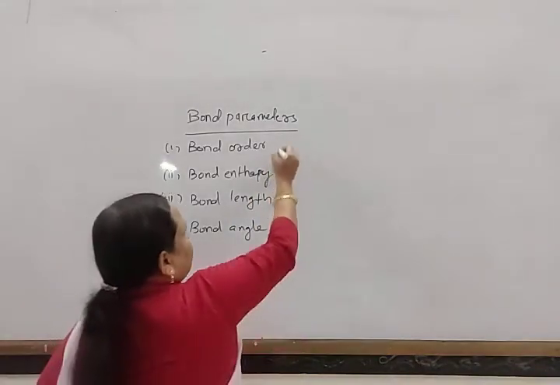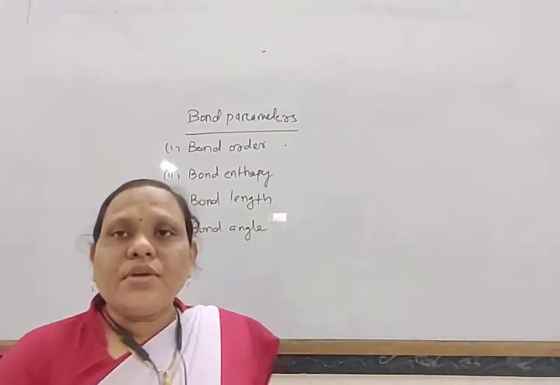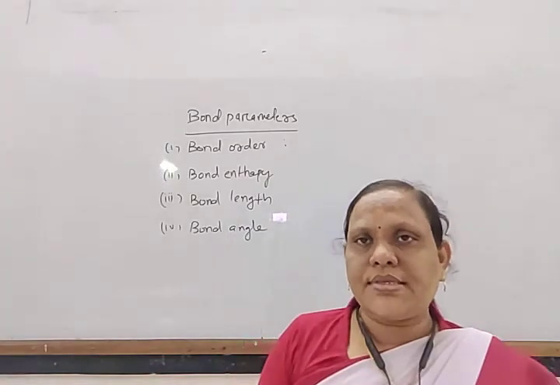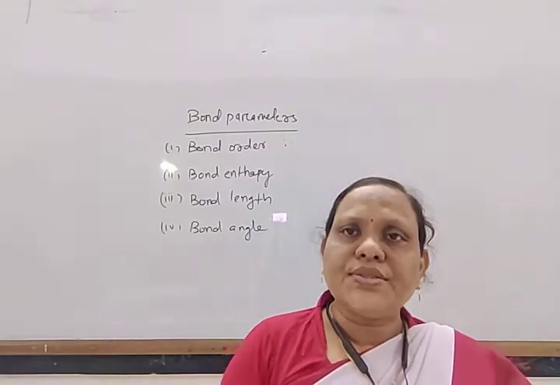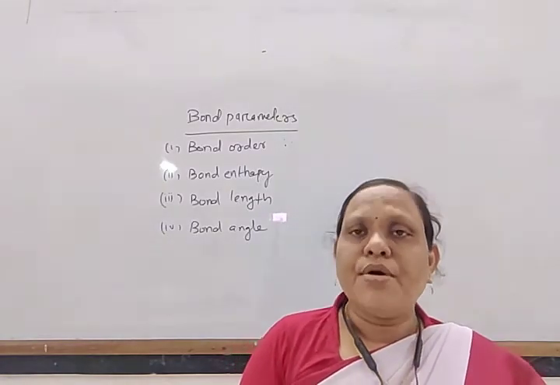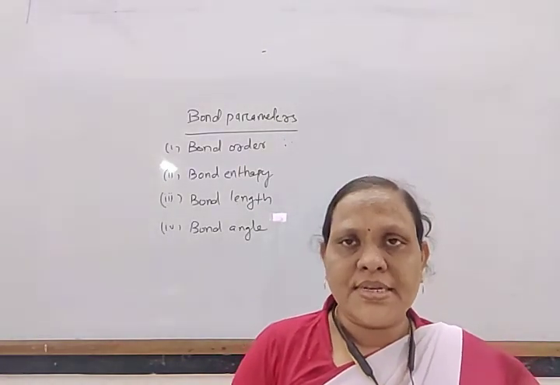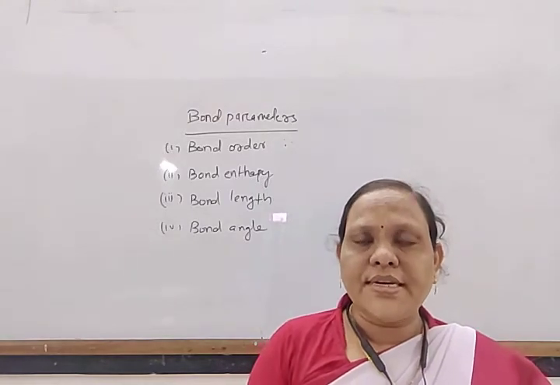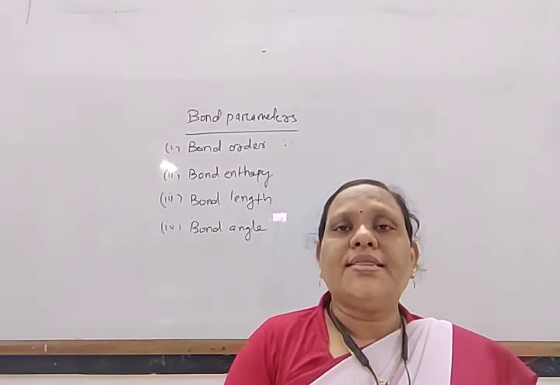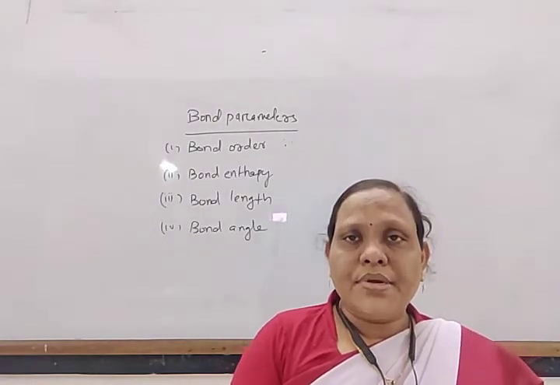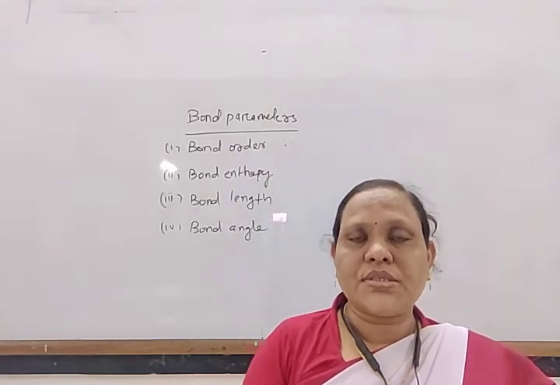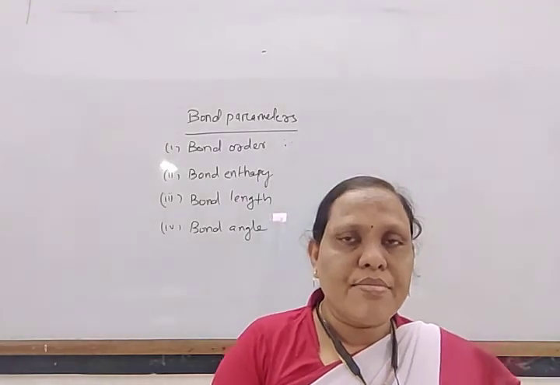Let us know what bond order is. The number of bonds present between two atoms in a molecule is known as its bond order, also called bond multiplicity. According to molecular orbital theory, it can be determined from Nb, the number of bonding electrons, and Na, the number of antibonding electrons: bond order is Nb minus Na by 2.